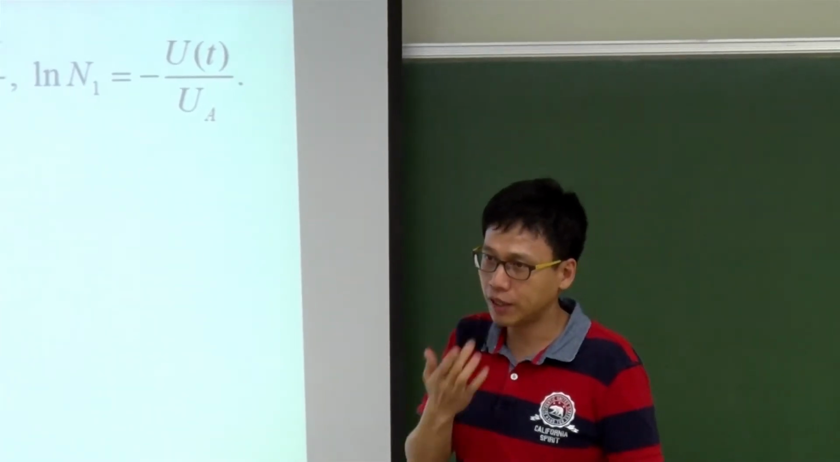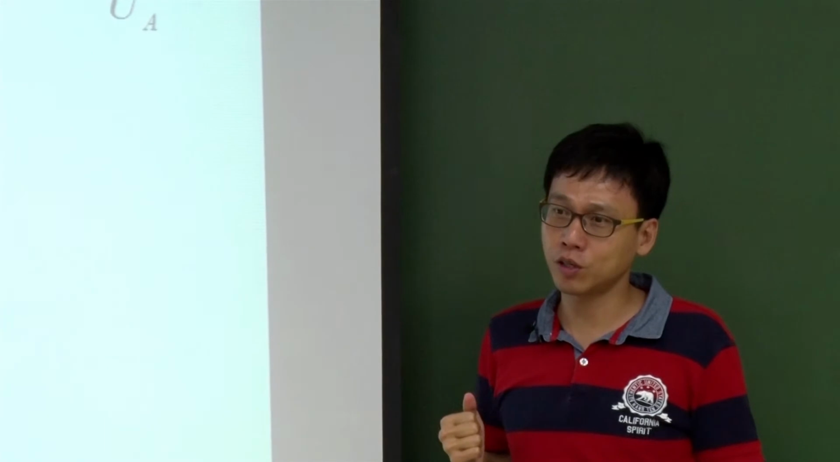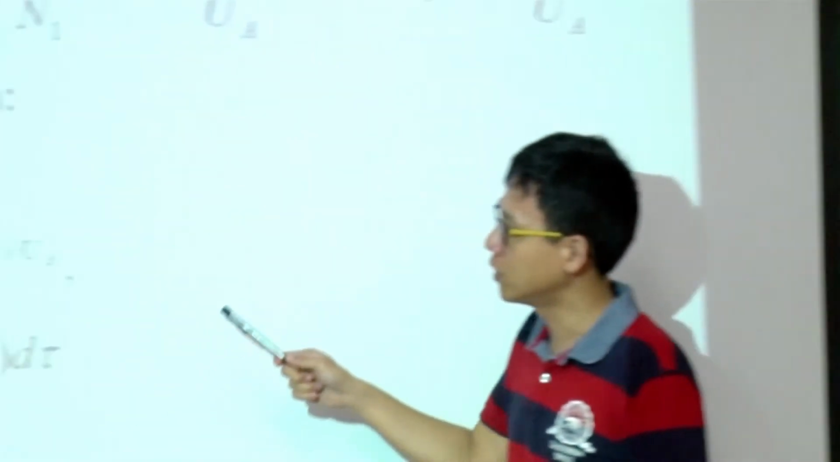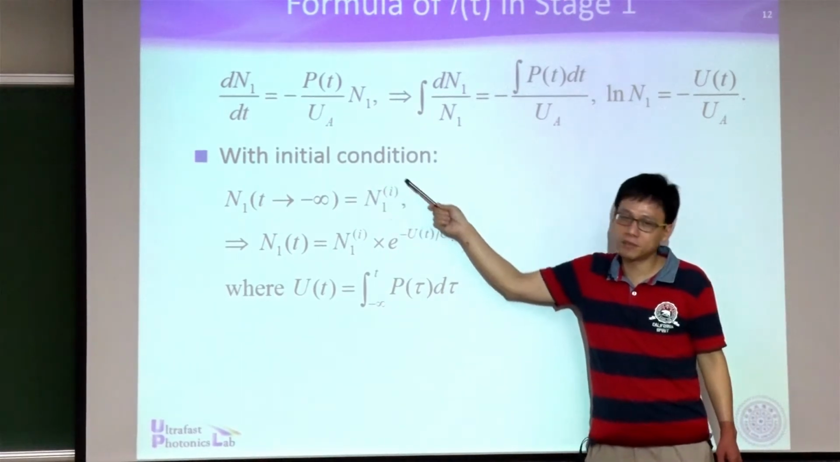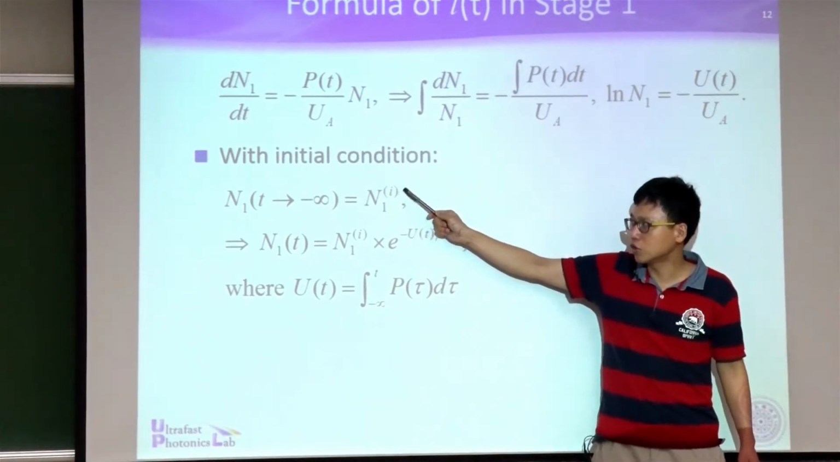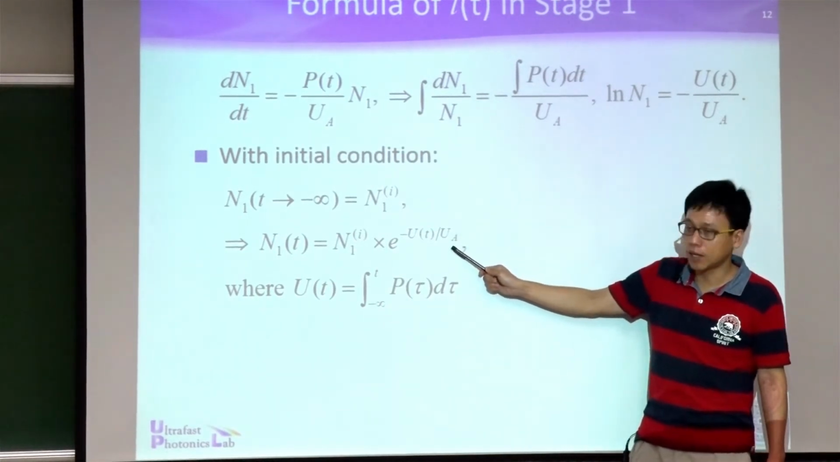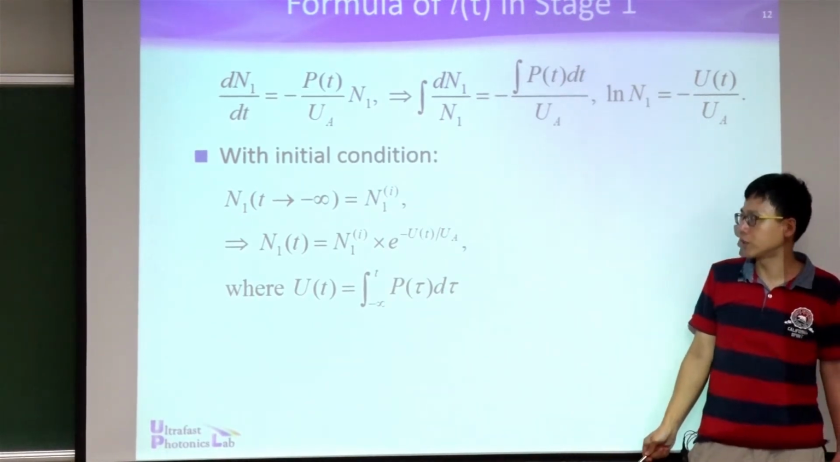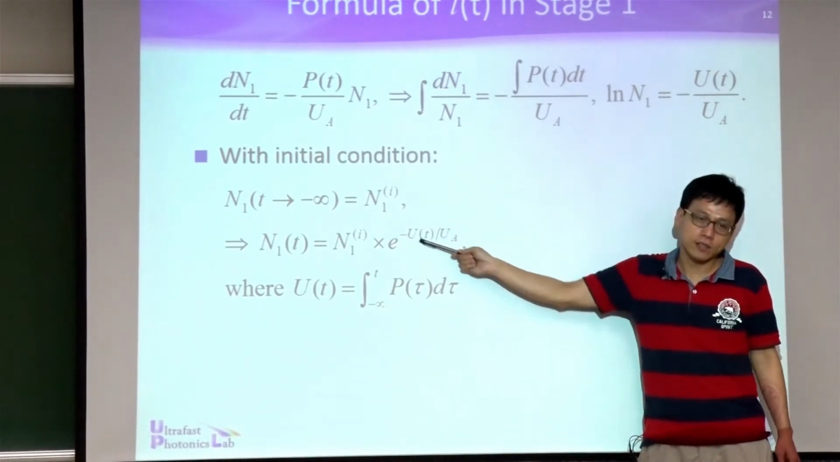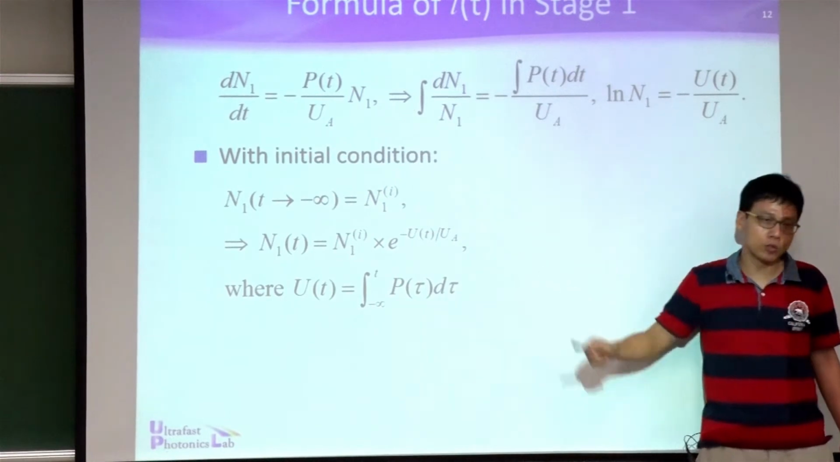But to get an exact solution for a differential equation, you still need an initial condition. Especially as this is a first order differential equation, you need one initial condition. This is our initial condition. We assume well before the coming of the input pulse, the number density of N1 is some given number, N1 super I. Super I means initial. So this is your initial number density. This is some physical quantity you need to know beforehand. With this initial condition, you can write down the analytic solution of N1, which is this initial number density times an exponential decay function, where the exponent is a constant number, U of t over U sub A, where U of t is defined here: the time integration of your power.